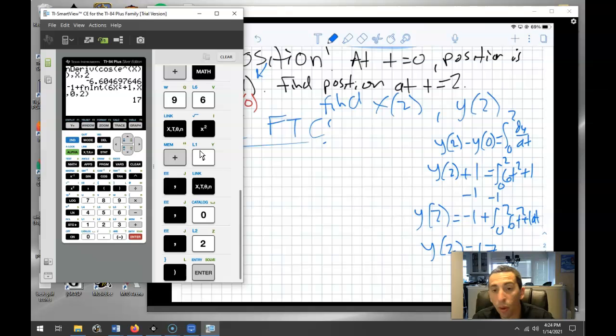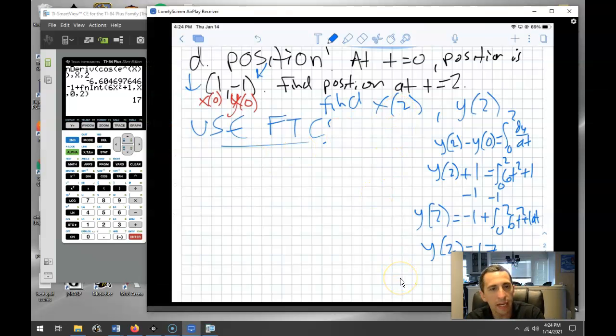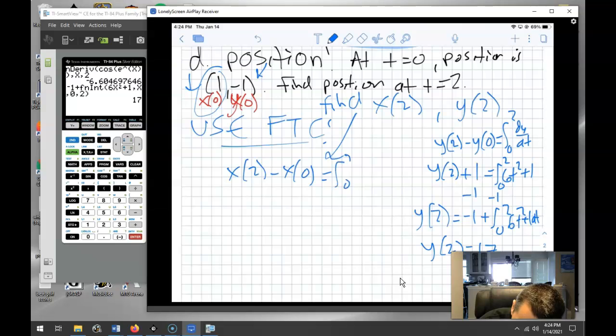Okay, and then the way I'll find the x position is the same. Again, it's a position, so I need to find x and y separately. I know x of 0 is 1, so I'm going to say x of 2 minus x of 0 is integral 0 to 2 of the dx dt. So that's the integral 0 to 2 of cosine of e to the t. And then again, my x of 0, they told me, is 1.